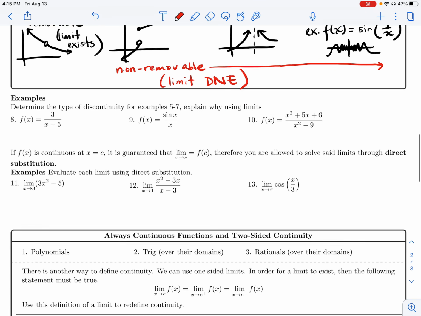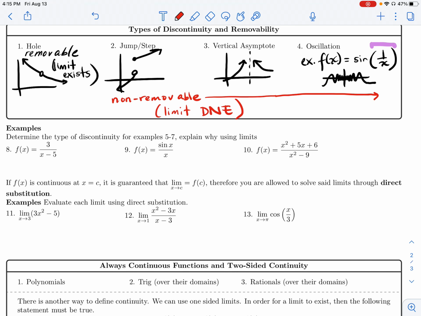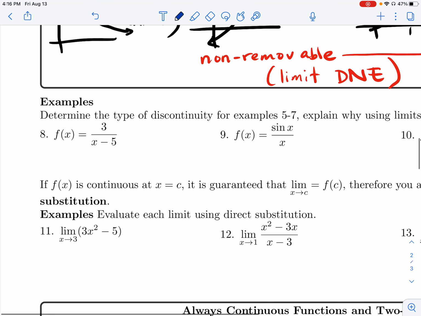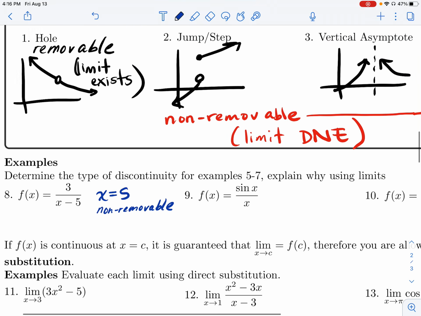So when I ask you to describe the type of discontinuity, I'm not necessarily asking you to write something like vertical asymptote. I can graphically see often that something is a vertical asymptote. What I want to make sure is that you understand what type of discontinuity it is. So for example, something like number 8 here, I would say, okay, here we see x equals 5 is what we call a non-removable discontinuity. Specifically, we have a vertical asymptote there. We know that a vertical asymptote is non-removable because I just told you that.